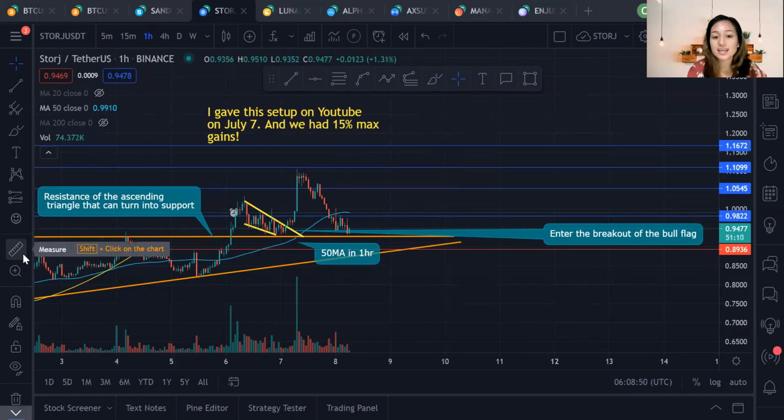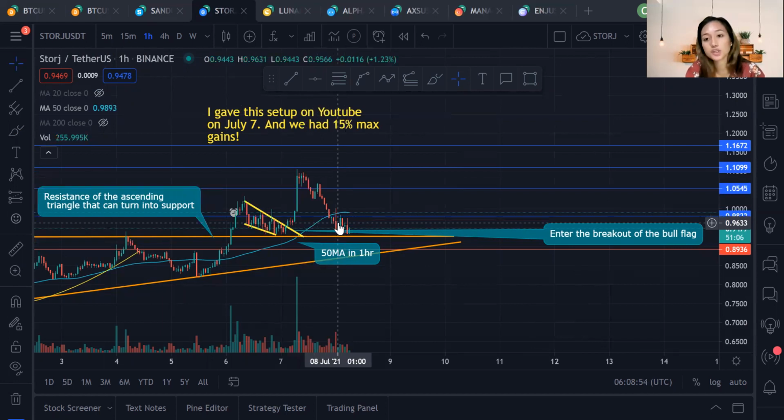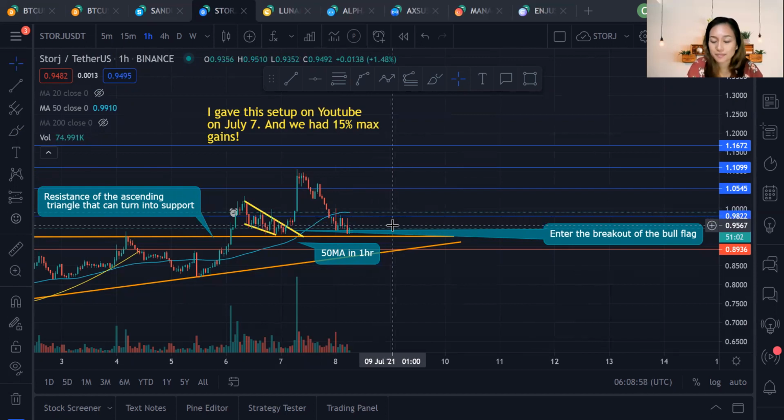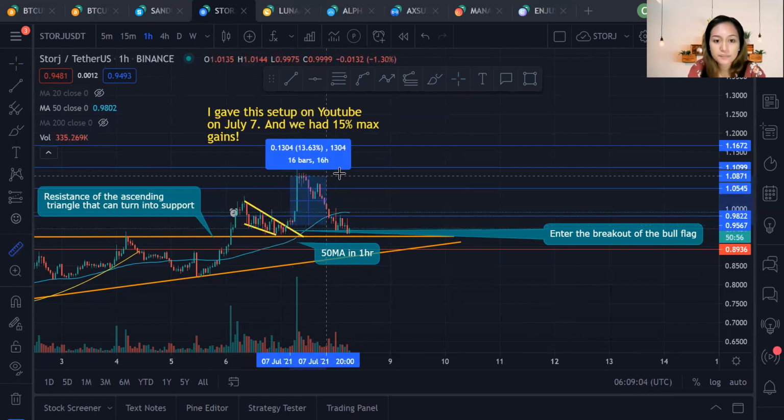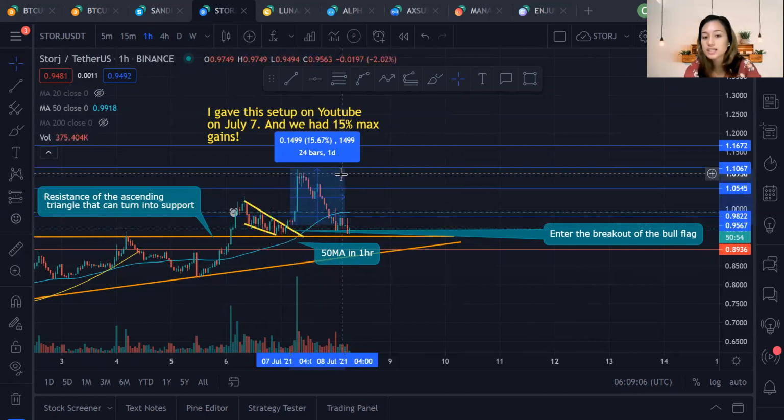Okay, so this is an example. You can see that it moved to the downside. This is an example of why you always need to take profits from your trades. You don't just keep holding them, you need to actualize your profits. So let's measure how much we've gained from that. As you can see, we have around 15% max gains from the STORJ setup from yesterday's video.